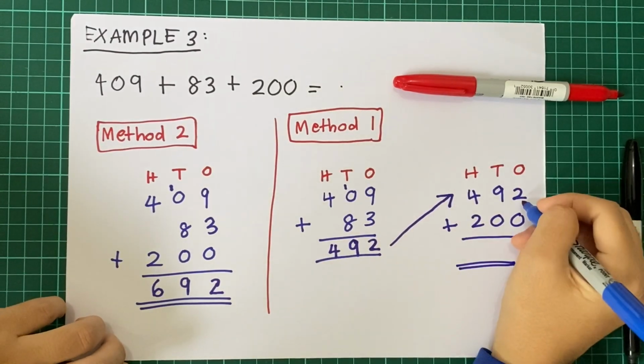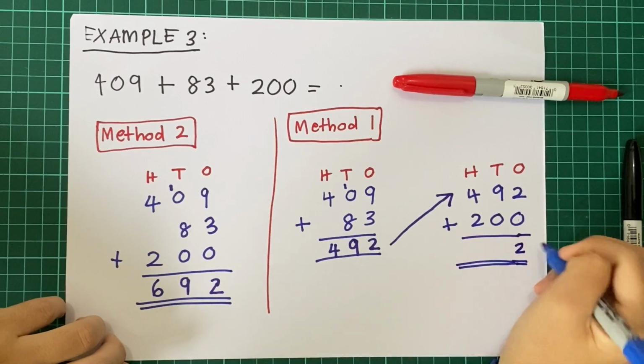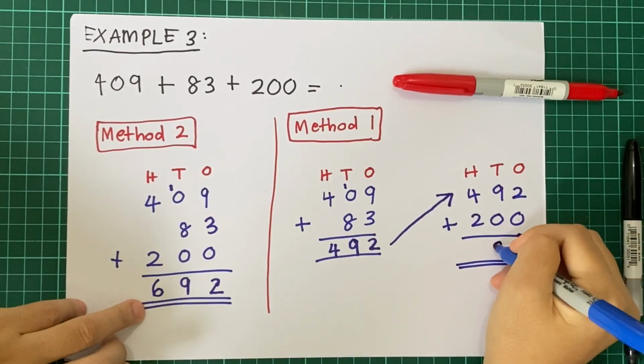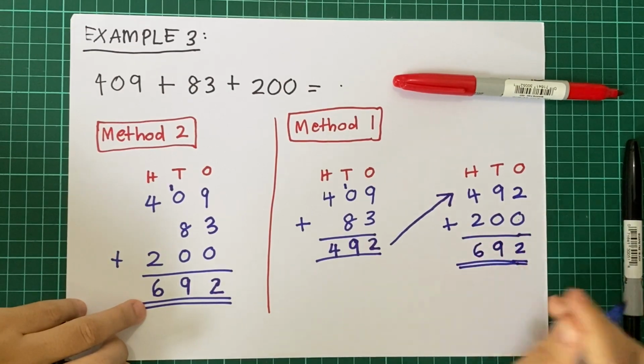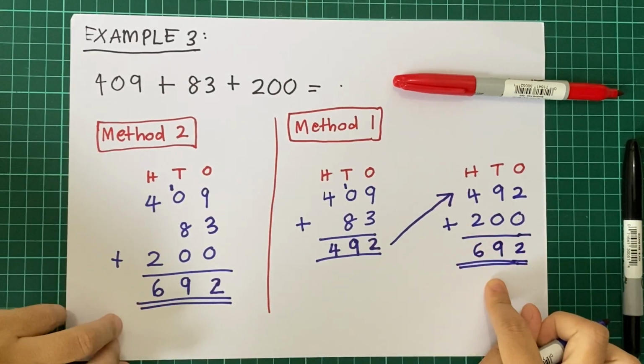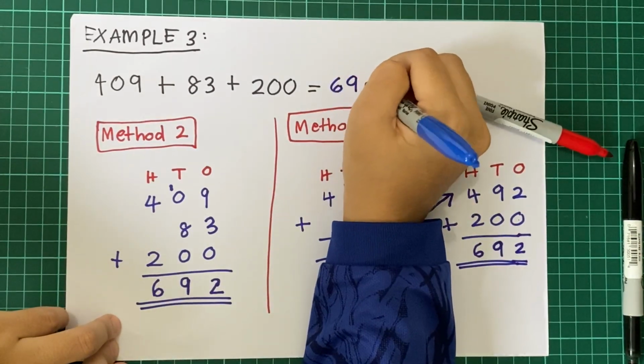For ones, 2 plus 0 equals to 2. 9 plus 0 equals to 9. 4 plus 2 equals to 6. Did we have the same answer? Yes, the answer is 692.